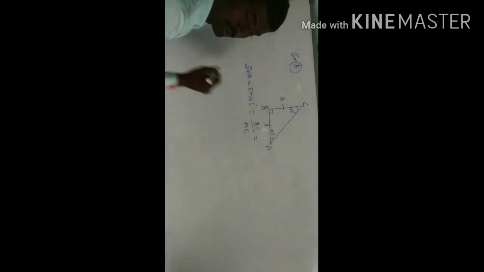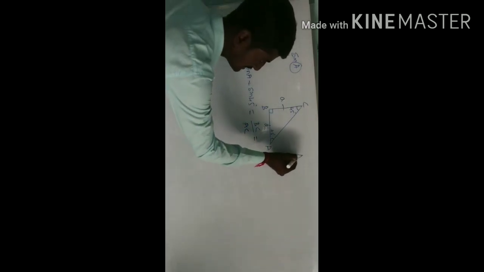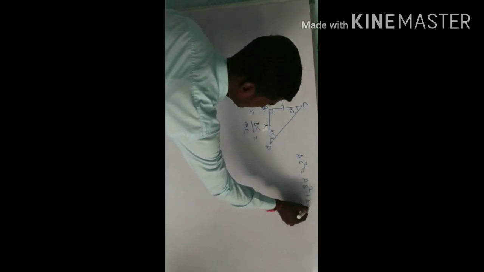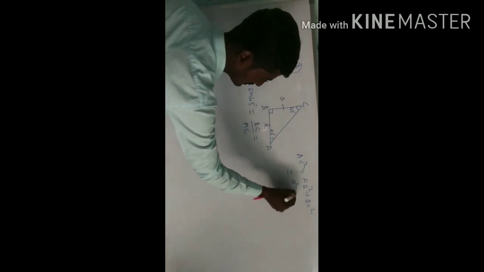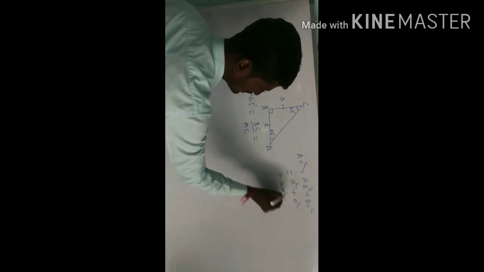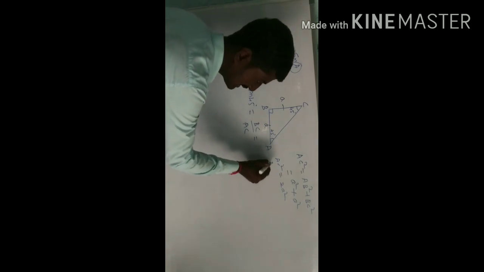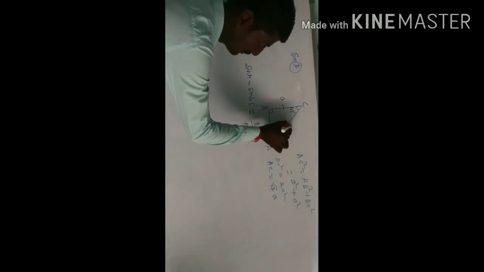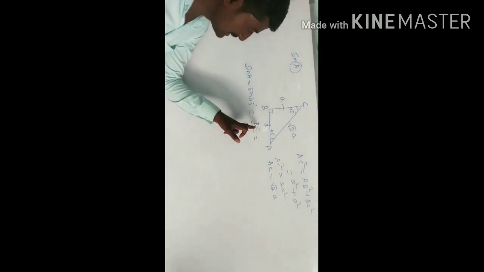Now these two sides are known. I am going to find the third side by applying the Pythagoras theorem. AC square is equal to AB square plus BC square. AB square is A square, plus BC square is A square, so this is equal to 2A square. AC square value is 2A square, then AC is root 2 A.